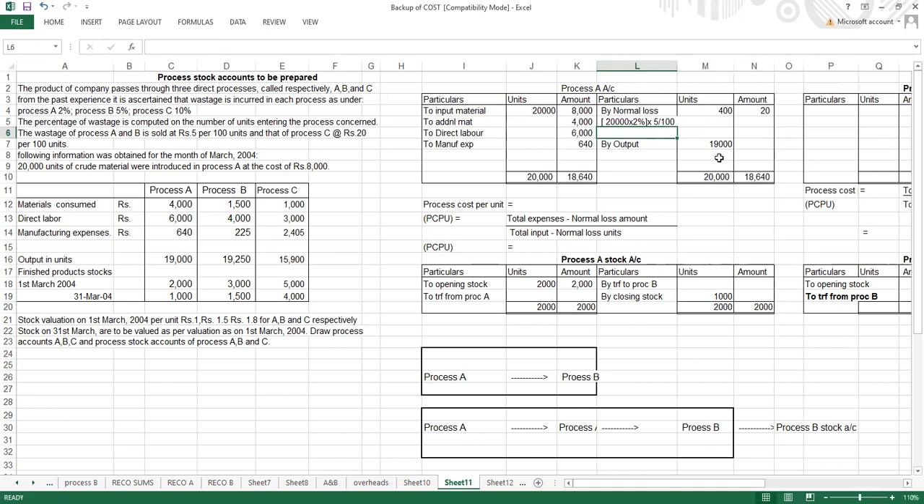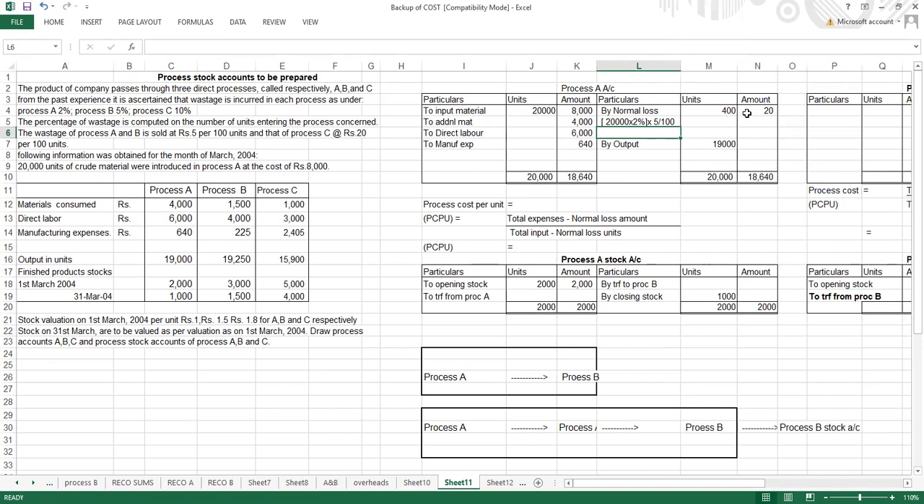Just scrap rate given, normal loss rate. Okay, so this way I got this amount: 420. 400 units, 4 units, and 20 is the amount. Clear? So now I think we have posted all the items which were given. Now, once the posting is done, what do we have to do?